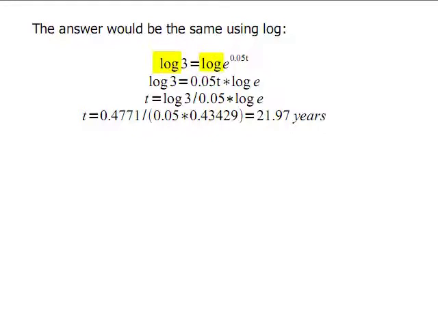Right. The same exponent rule applies, and this exponent, 0.05t, comes out in front and multiplies the log that I have left, log of e. Now that doesn't immediately reduce to 1, but I can still continue the problem. All I have to do now is isolate the t. So I have log of 3. Remember, that's just a number. You could even put that in parentheses if you want.